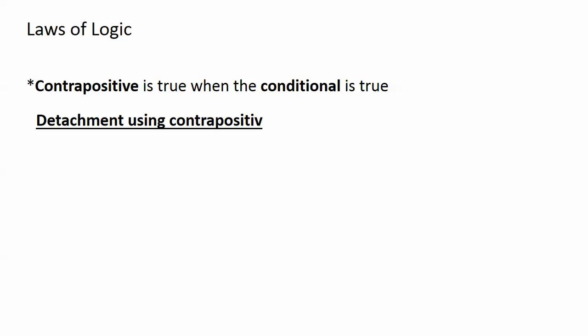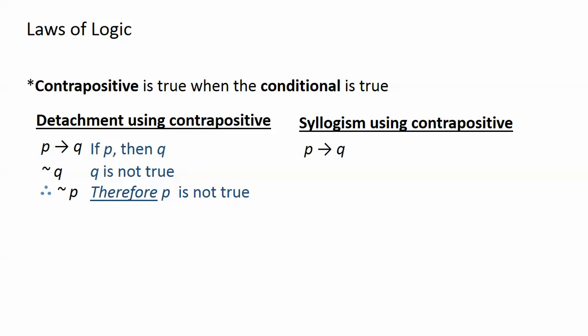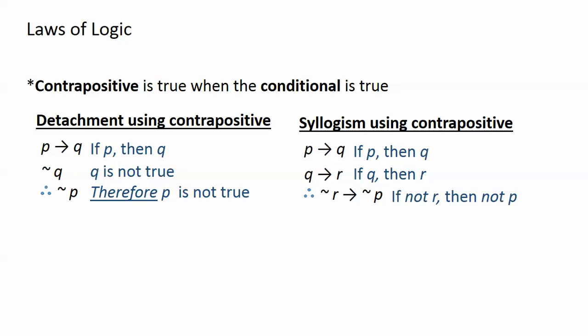Detachment using contrapositive. If P, then Q. Not Q. Q is not true. Therefore, not P. Therefore, P is not true. Syllogism using contrapositive. If P, then Q. If Q, then R. Therefore, if not R, then not P.